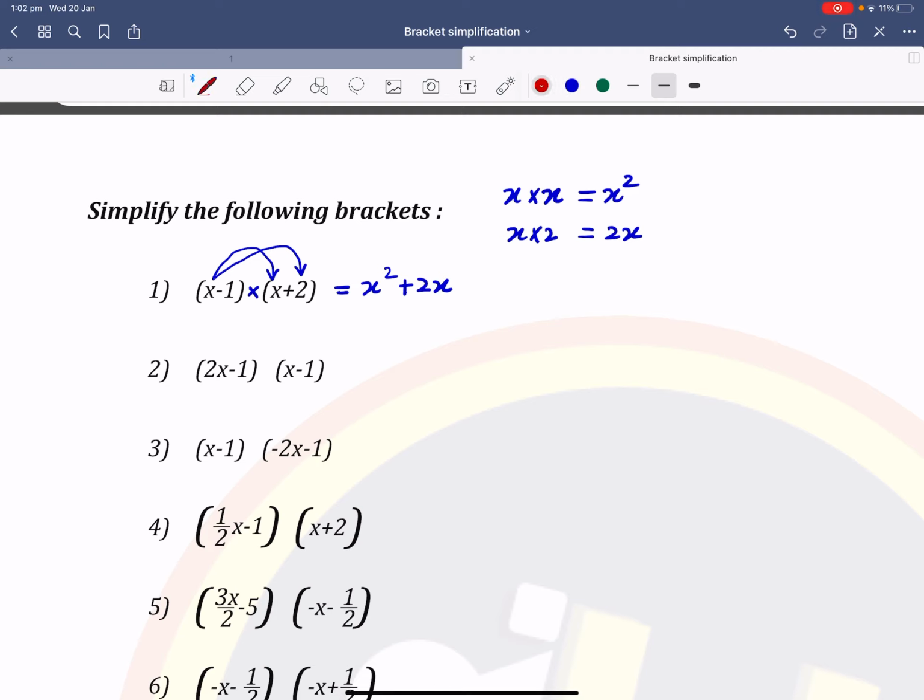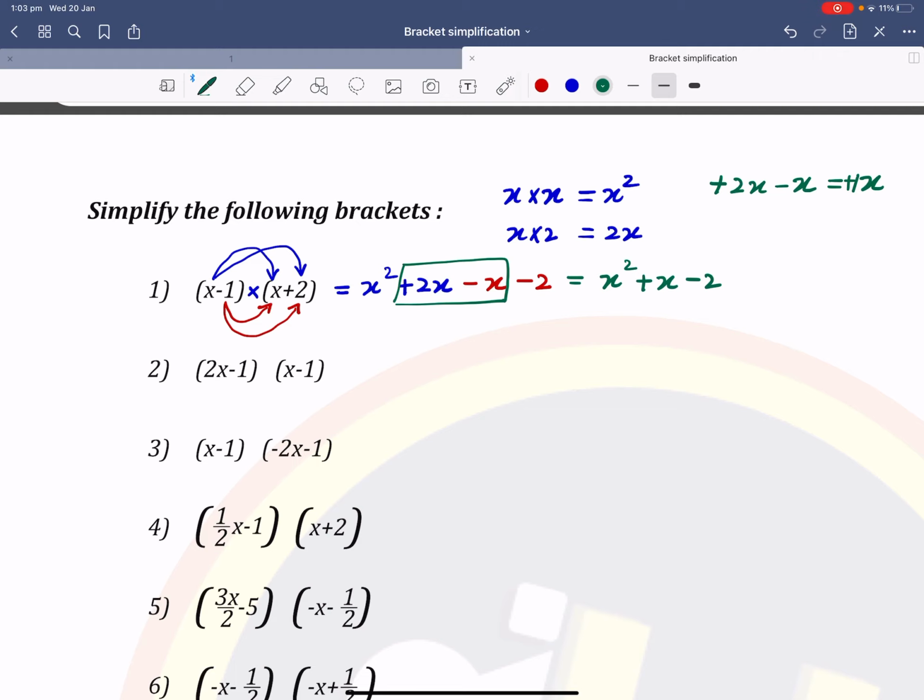Now the next one would be minus 1 multiplied with x. That's going to be minus x, and then minus 1 multiplied with plus 2 is going to be minus 2. So now you can see these two are similar terms. That can be written as plus 2x minus x, so that would be plus x minus 2.